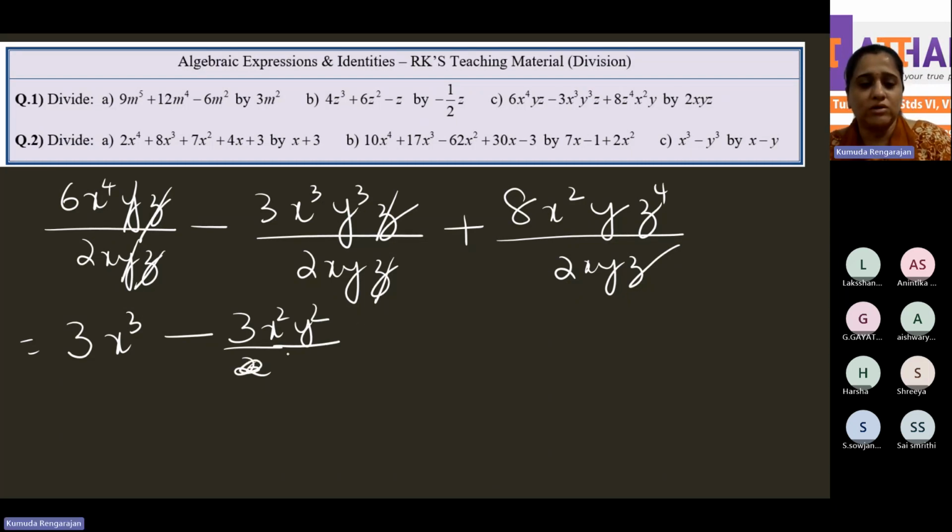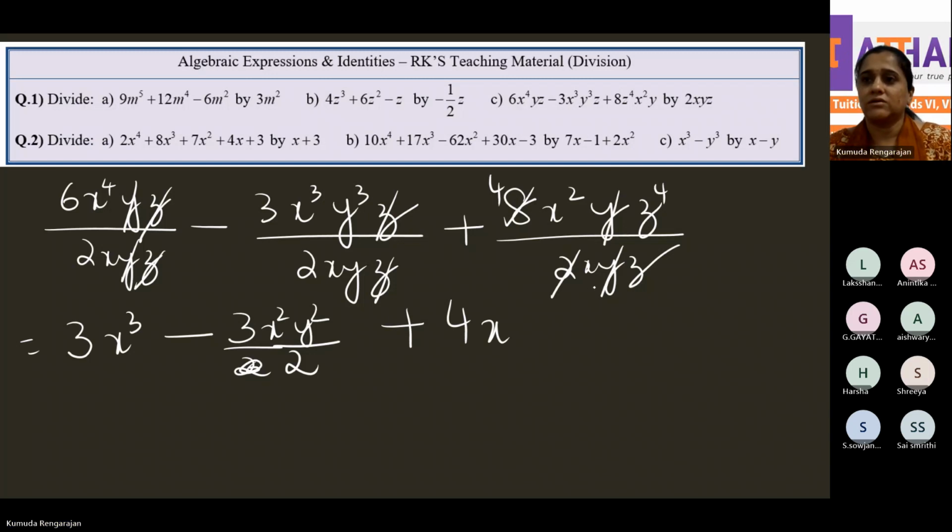You can put the 2 in the middle also like this. Plus 2 fours are 8. X square by x, x. Then y and y gets cancelled. 4 minus 1, 3. Very good. And z cube. That's all.